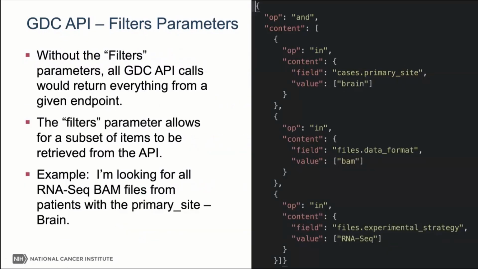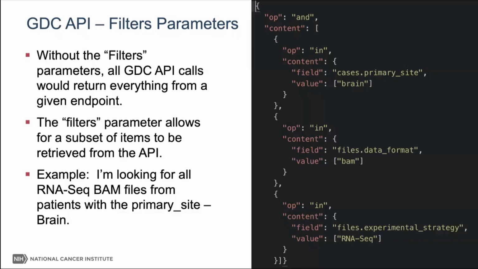Now, one thing you may have missed in that previous query is how do I get what I'm looking for? As in, if you give me the first 100 cases, that does nothing for me. And that's true. I'm now getting into the filters parameter. Without this, all the GDC API calls would just return everything, or the first X number of things that it could, depending on what you specify. There's not many use cases for that. So the filters parameter is pretty important.